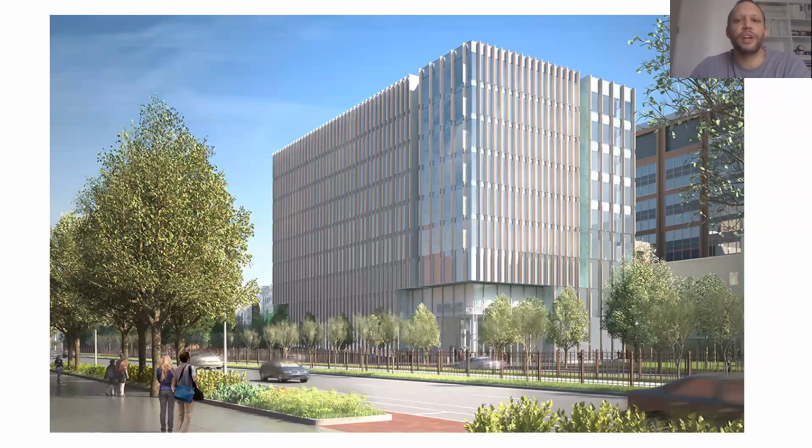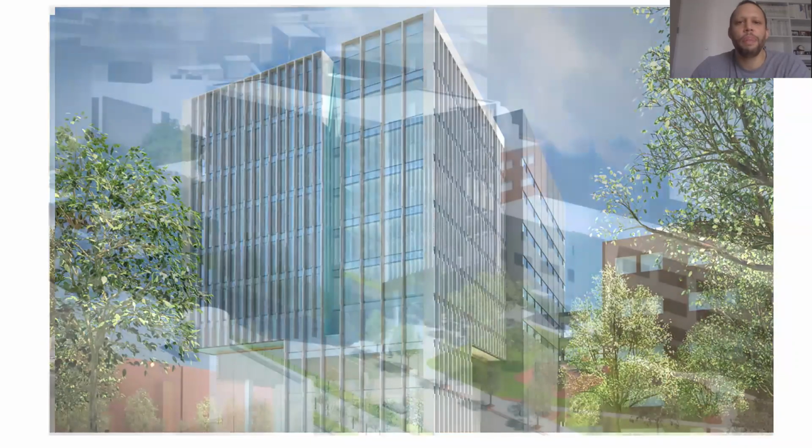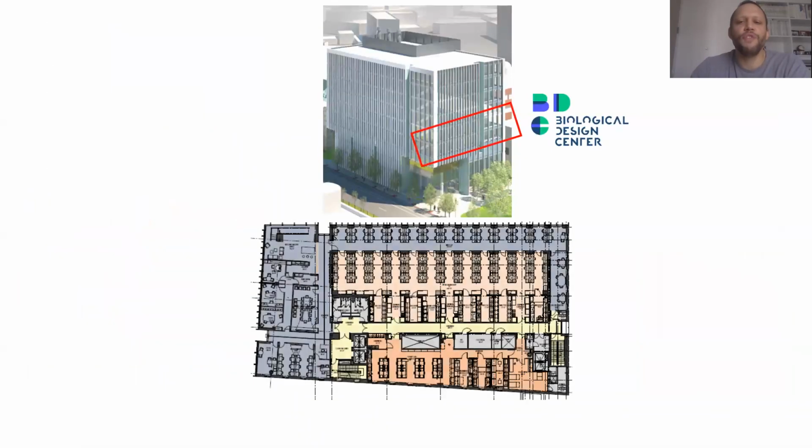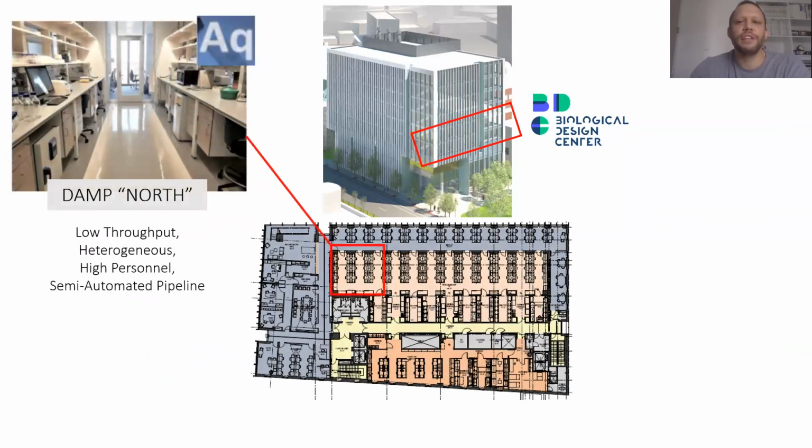So this is the Center for Integrated Life Science and Engineering at Boston University. On the 4th and 5th floor is the Biological Design Center. This is where the DAMP lab physically is. It has two components. One is the north side.